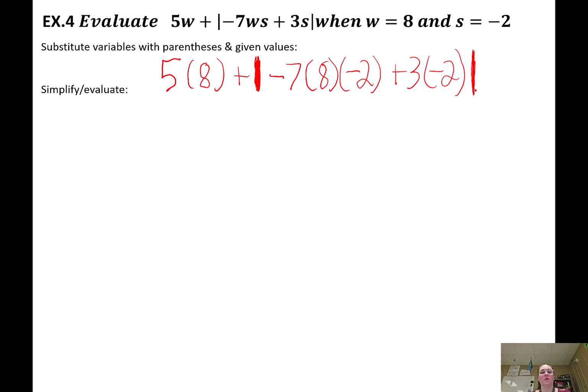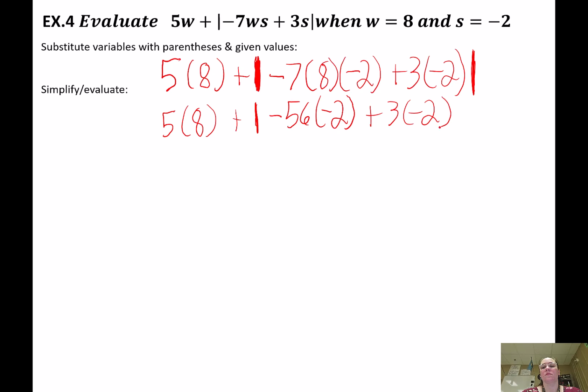All right, so first thing I want to do is simplify inside the absolute value. So we're doing -7 times 8, which gives me -56. And then we're going to multiply by -2. And I'm also going to do the 3 times -2 as well. So -56 times -2 gives me 112, plus, well, 3 times -2 is -6.